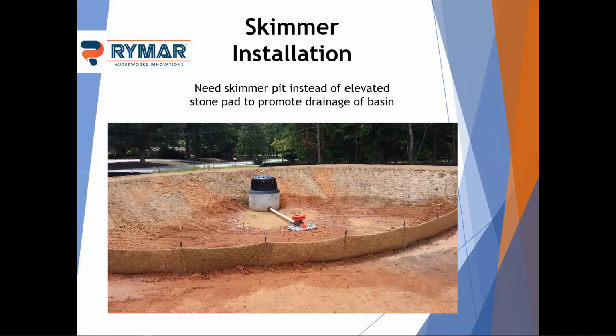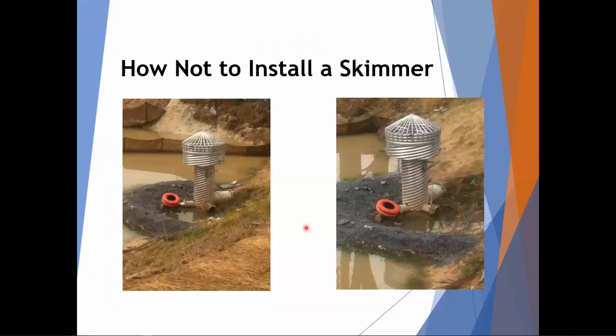So what you want to do is make sure that your details call out for a little bit of a depression for that pad to go into, so the skimmer sits down as much as it can if you want the bottom of the pond to be dry. Now you may want to have some undercut for sediment storage, which is perfectly fine. You just know that the pond may hold a little water in that case. A lot of engineers do that, but it's something to be aware of when you're doing your design.